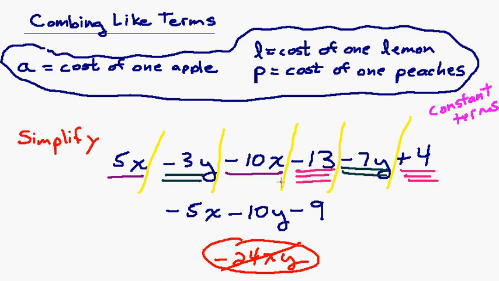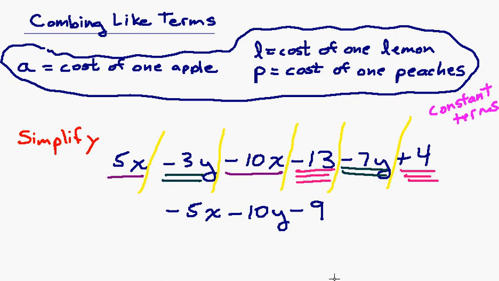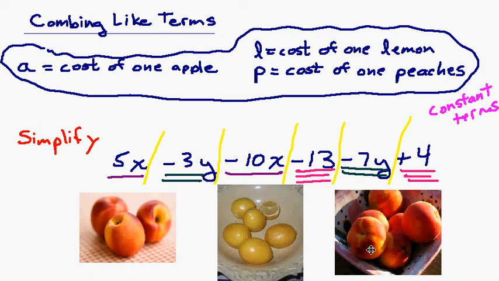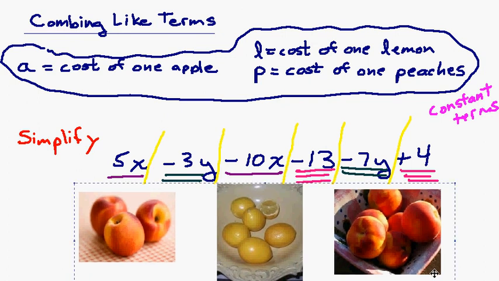So that's the idea of combining like terms. The big thing to remember is you can only combine terms that have the same variables in them, and keep these in mind when you're working with those. Keep those apples and oranges and peaches in mind, that those variables are representing something in the real world, and that's why you can't combine them together.